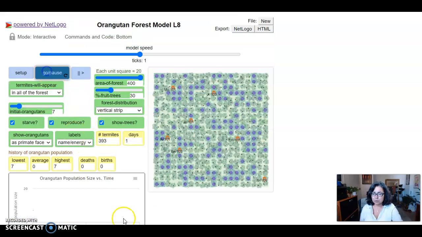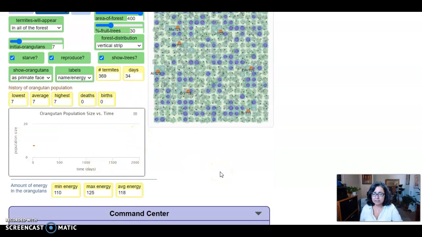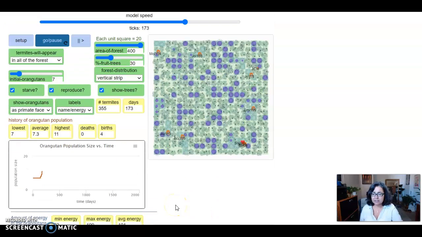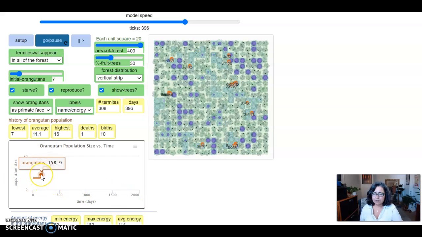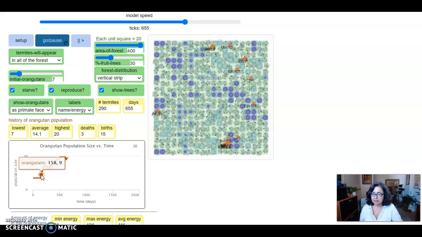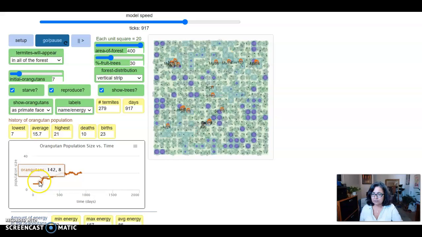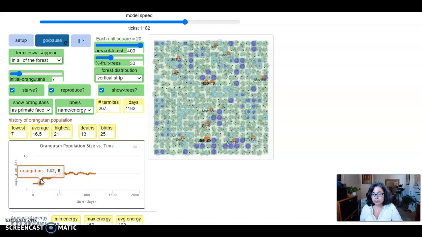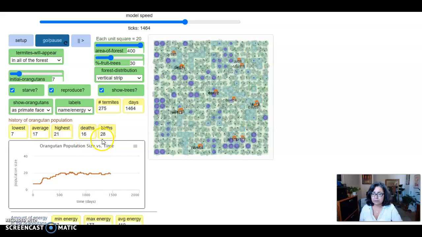So if I go on this, you see how the simulation is running. I can also speed it up so that it goes a little faster. And you can see that a graph is being drawn here. If I hover over it, right around here, on the 158th day there were like 9 orangutans. Over here, it says at 142 days, we had 8 orangutans. You also notice that the death rate and birth rate is changing.